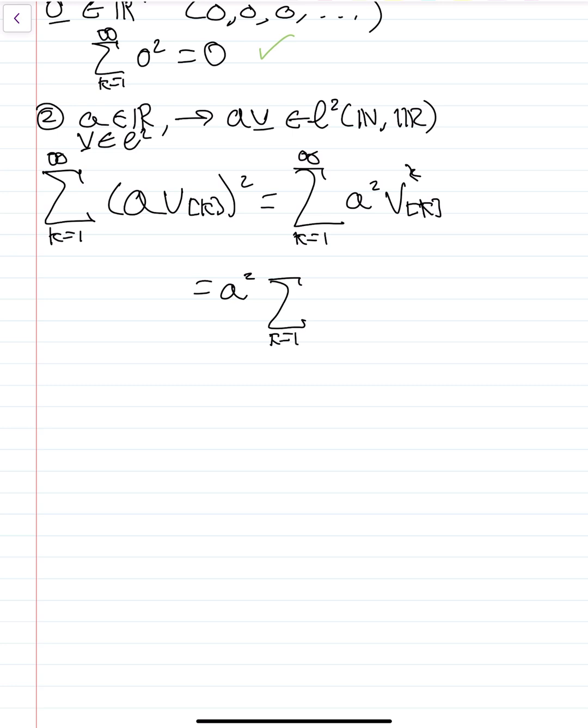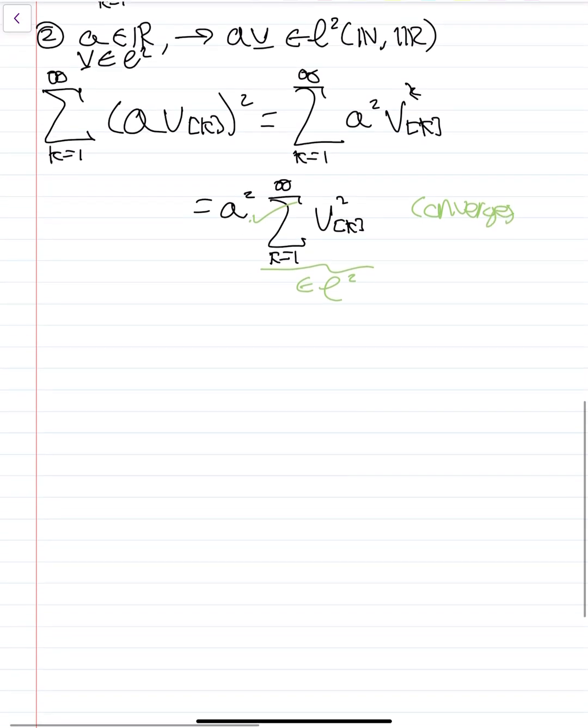This is because it's linear and it's a vector space, so we can use that. Now we can take this term outside, and of course this converges, because v is in L2. If I multiply it by a scalar a squared, that's also going to be in L2. So this converges. Great, so a times v is also in L2.